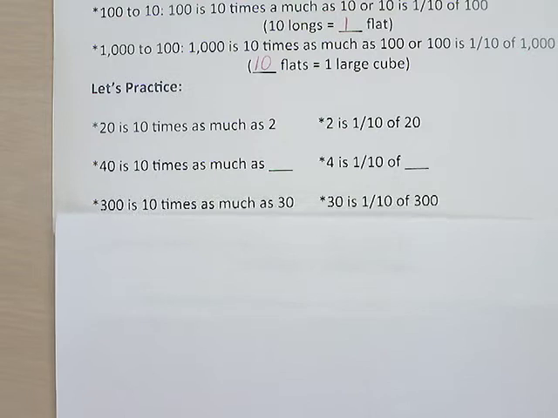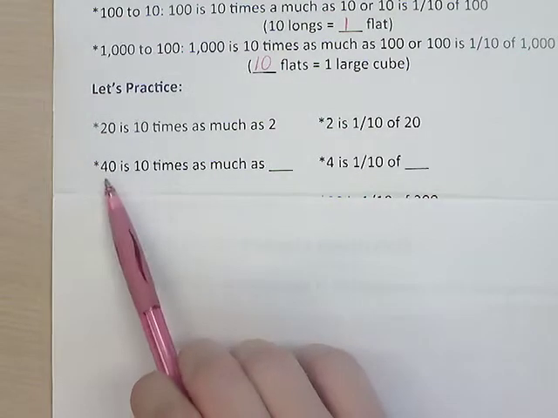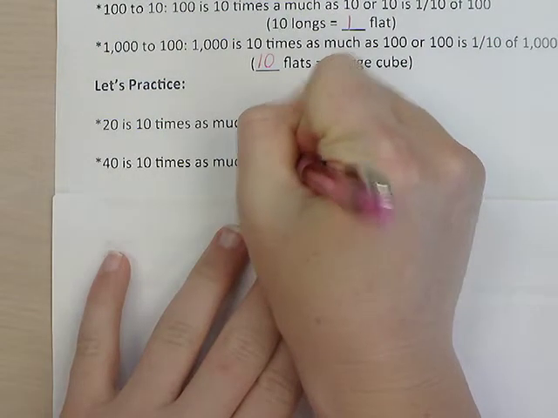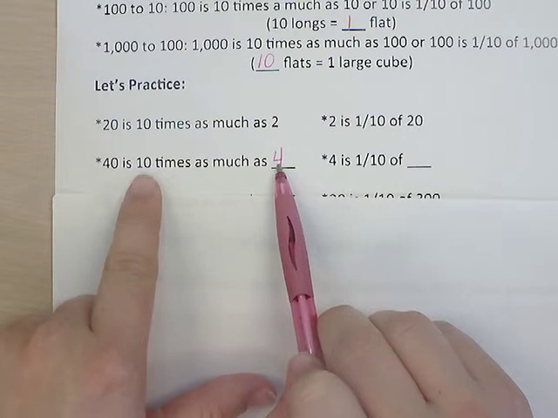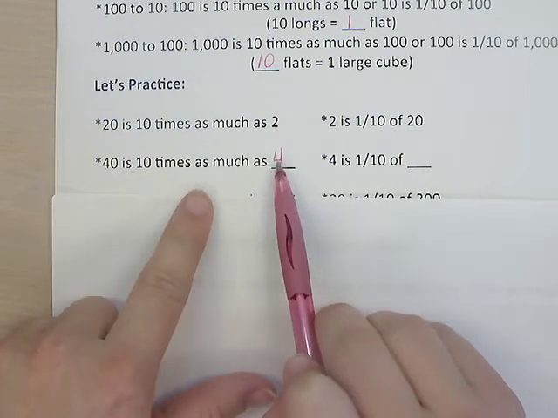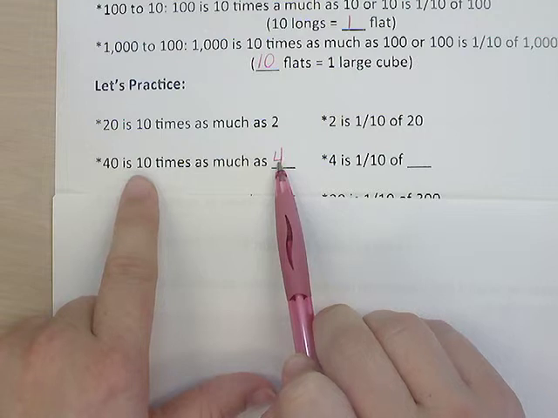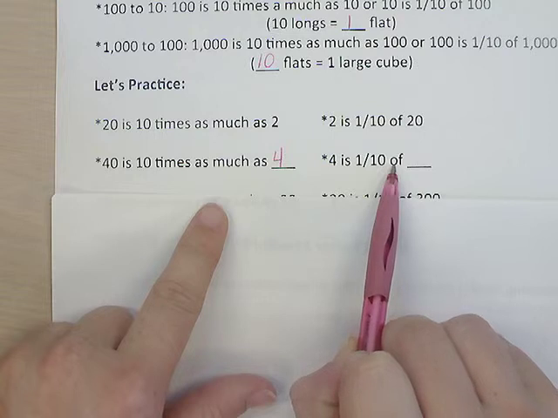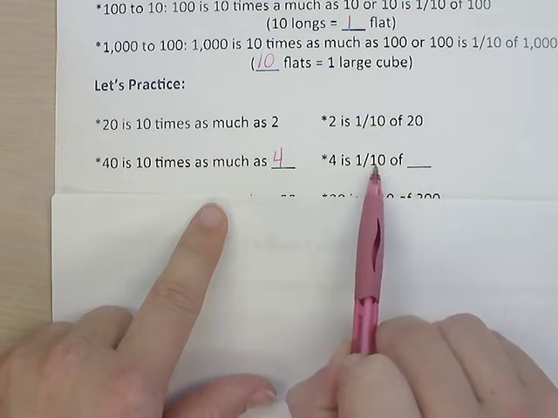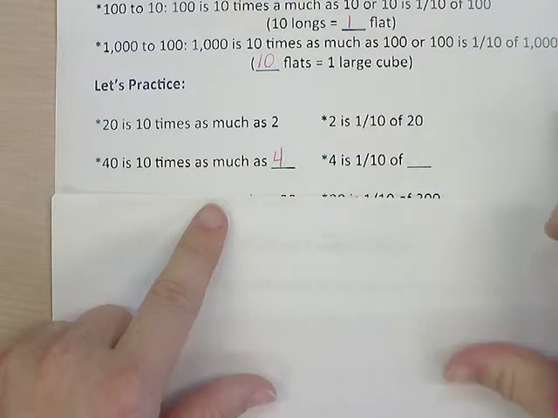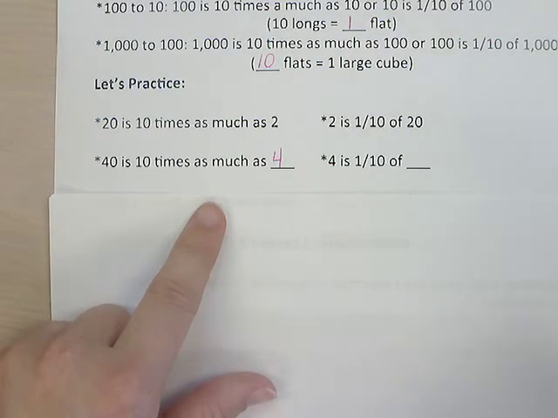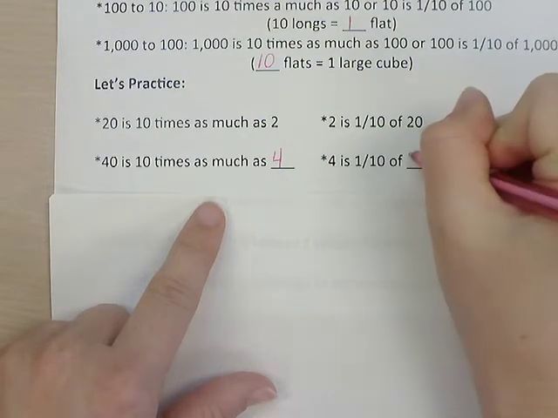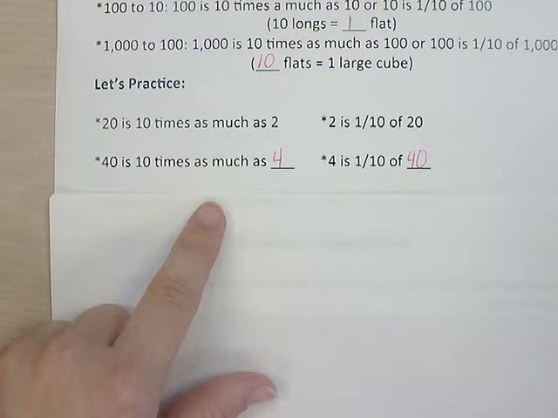So let's show another example. 40 is 10 times as much as 4. Okay, 10 times as much as 4, that means 4 times 10 would equal 40. If I had 4 times 10, it'd equal 40. 4 is 1/10 of what? So what divided by 10 would equal 4? See if you can guess that. I'll give you a second to see if you can figure out what divided by 10 would equal 4. If you guessed 40, you are correct.